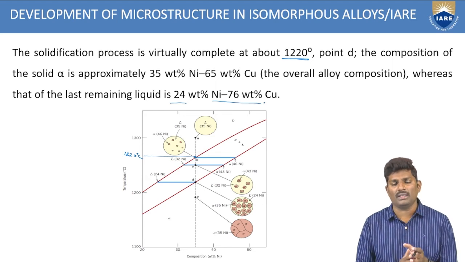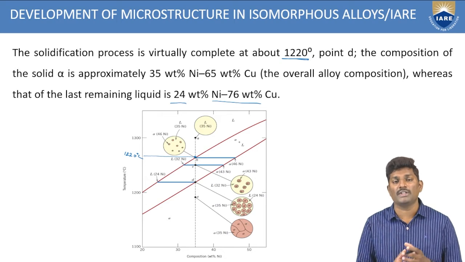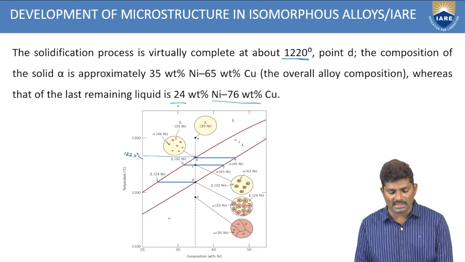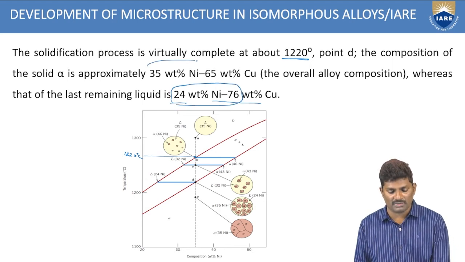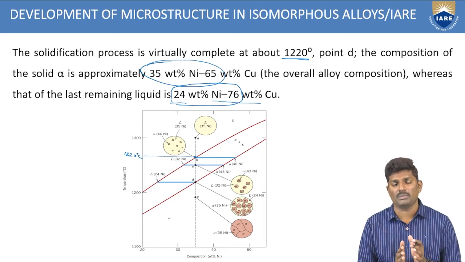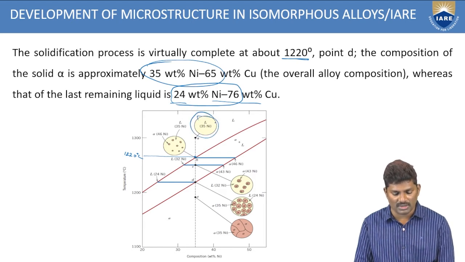Again, wherever you see it, there should be a balance. If you add these two weights, it should be 100. Since you have only two components here, the combination of these two should be 100%. That's why wherever you identify, you'll get 24 plus 76, again 100, and 35 plus 65, 100. The composition should add up to 100 wherever the point is. But at this point, the solidification starts. That's why there are changes in the microstructure at different points.